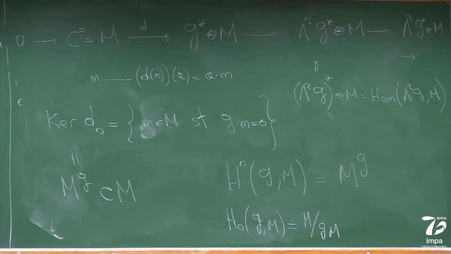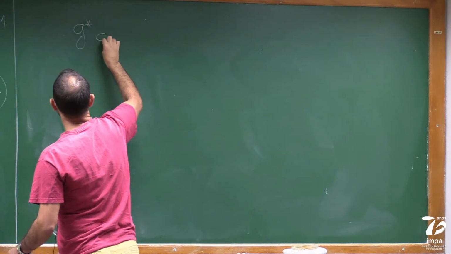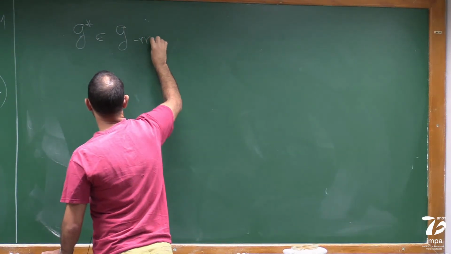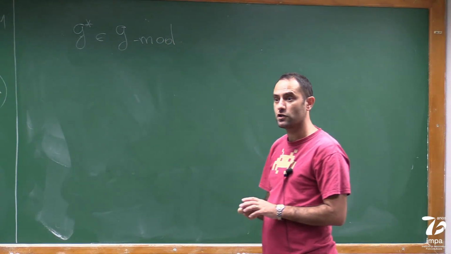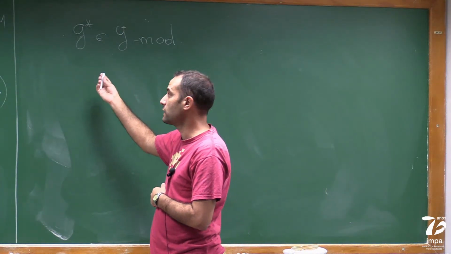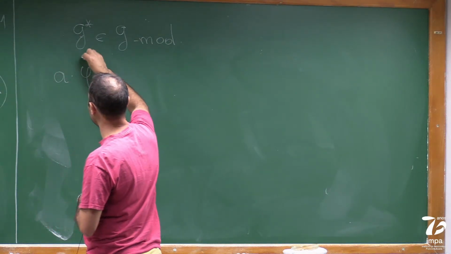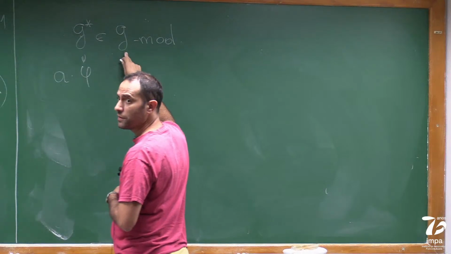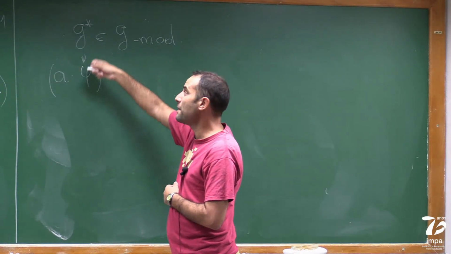I have 5 minutes, so let me say what I wanted to say, which is that first of all, G star is a G module. Let me write explicitly what the action of G on G star is. That's called the co-adjoint action. G was a G module, G star is a G module. So A acts on phi. Say phi is in G star and A is in G. So this is now an element in G star.